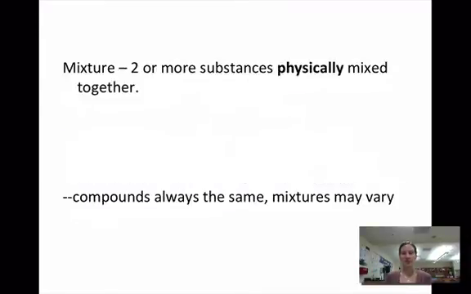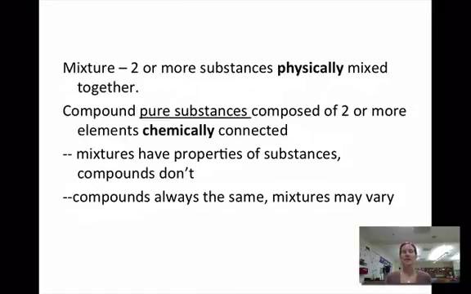Then we get back into mixtures. A mixture is the physical combination of 2 or more substances, right? The main thing to realize about mixtures is to differentiate them from compounds. As I've already said, a mixture is a physical combination of elements. A compound is a chemical combination of elements. And the big difference when you're working with these things practically is that mixtures can be separated fairly simply, whereas compounds can't.